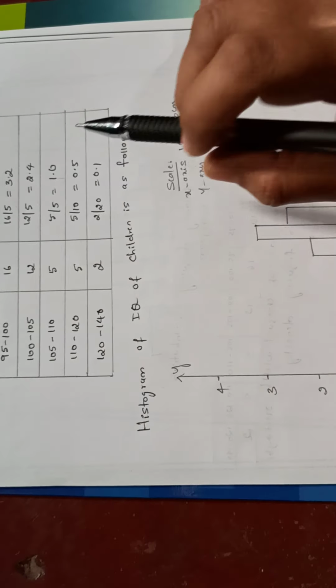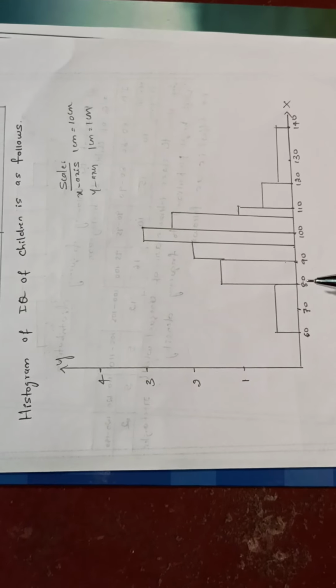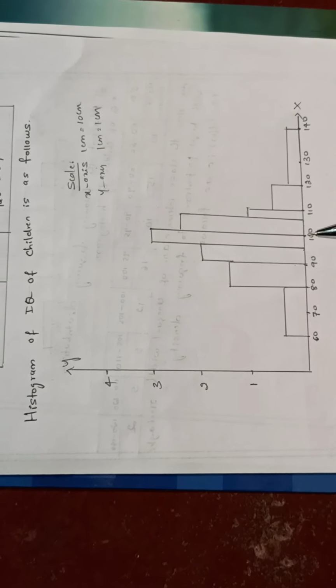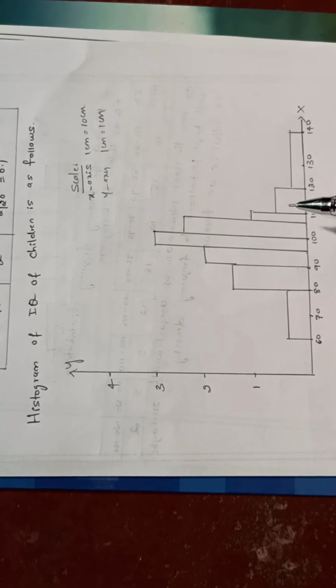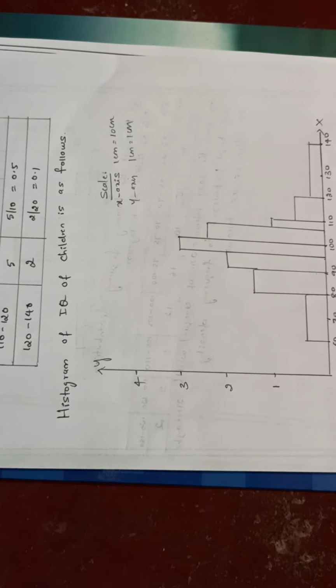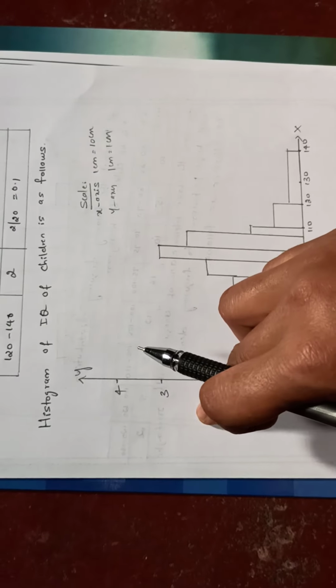So if you plot these points, you are going to get a histogram like this. So you can just do it in the same way. So how I have shown just right now. Okay. So you can plot it in the same way. So here class intervals are taken along the x-axis and the frequency density is taken along the y-axis.